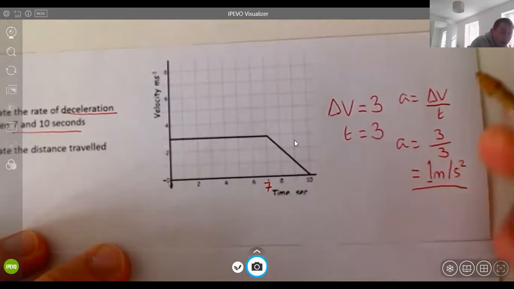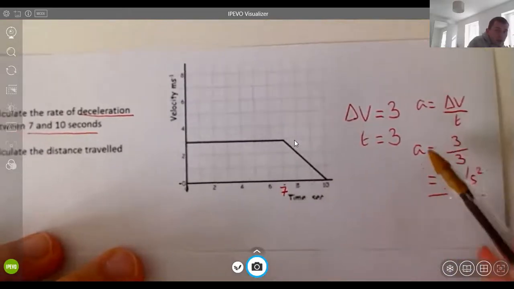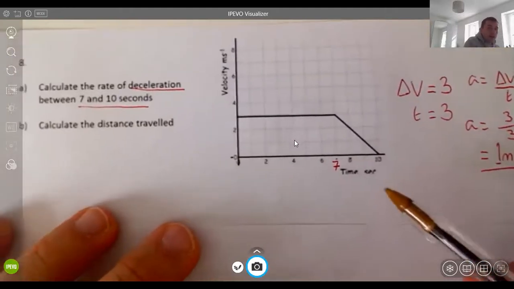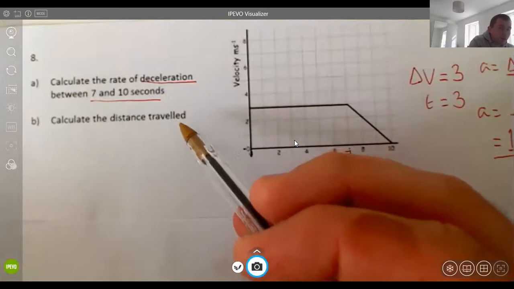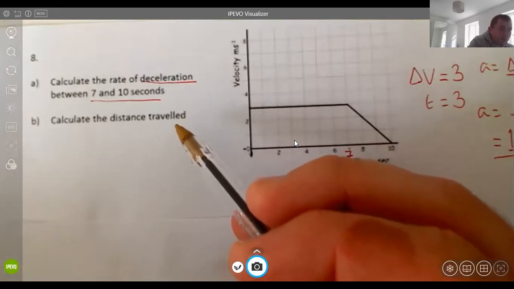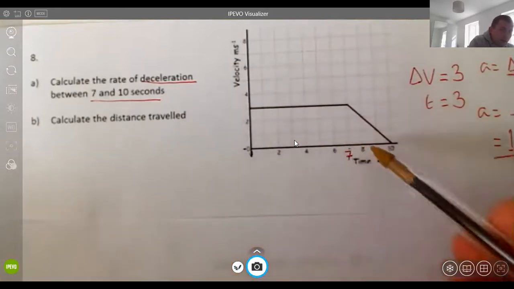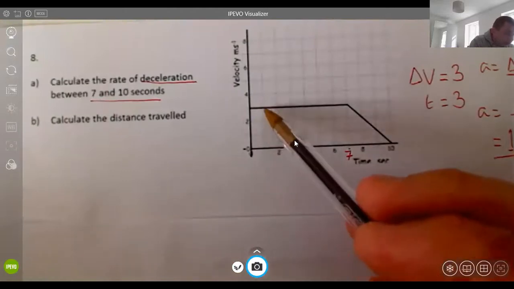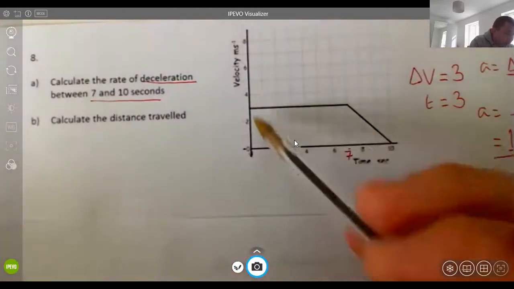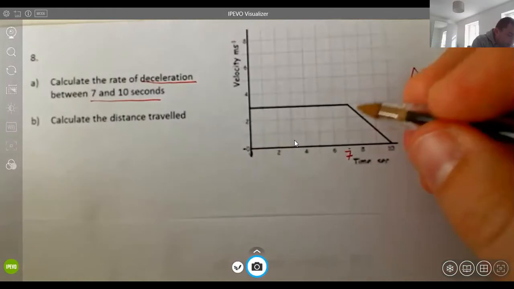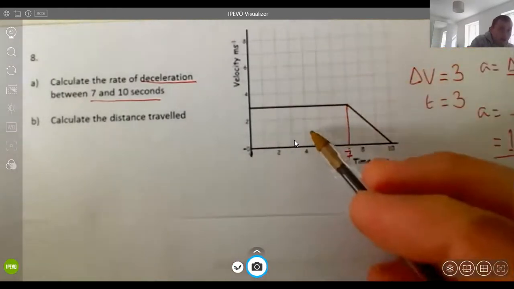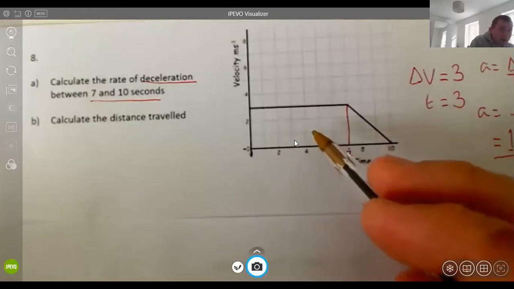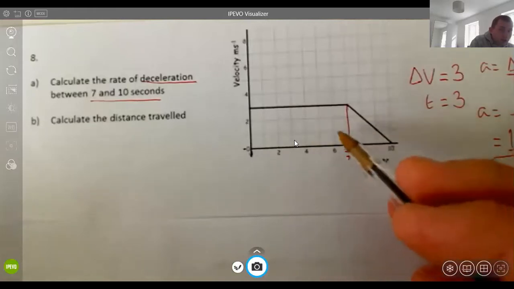So again, you're doing the gradient using the equation. It's stuff you've done before. Right, this is a new bit here. Calculate the distance travelled. Now, if you remember from our previous lesson, we said distance travelled is equal to the area under the graph. Now, you can't calculate the area of that shape there. But what we can do is split this into two shapes, a rectangle and a triangle. We can calculate the area of each of these because they're two unique shapes.